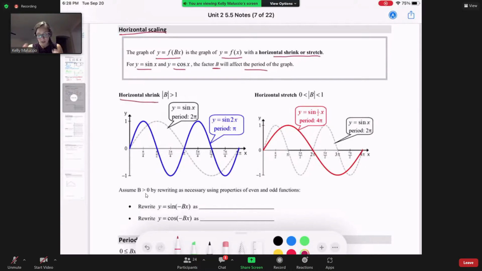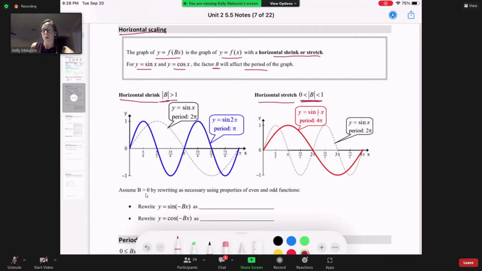So this is when the function becomes crushed, like when I was doing this type of thing. That's very extreme, but the shrink is going to be when the absolute value of B is greater than 1. It seems a little weird because you think a bigger number is going to shrink you, but think horizontally. Multiplying by a bigger number is going to make our sine function repeat more often. And then a horizontal stretch is when the absolute value of B is between 0 and 1.